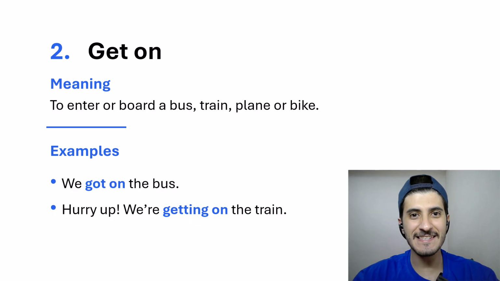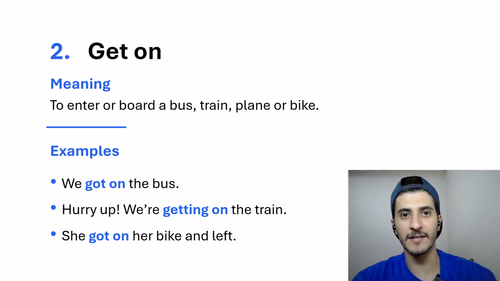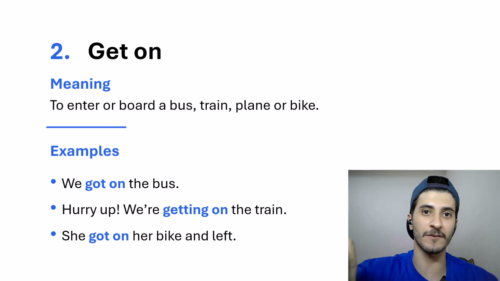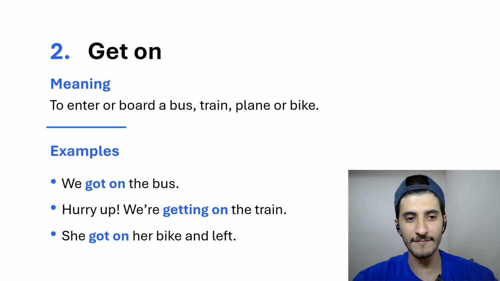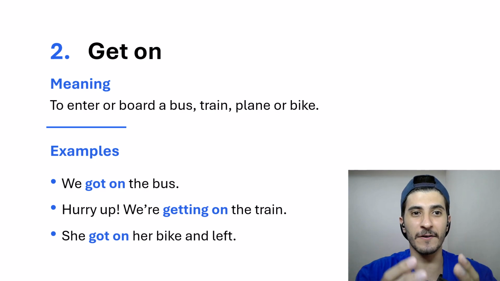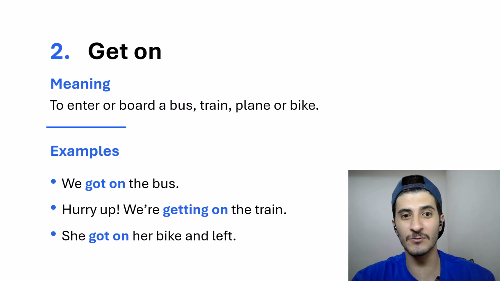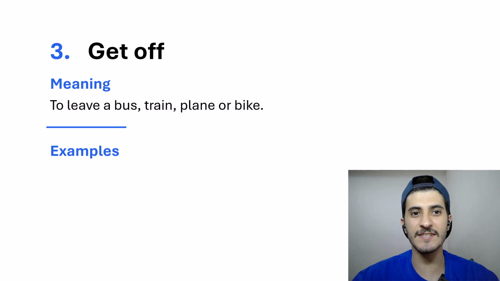And that's pretty easy. And the last example for this phrasal verb is she got on her bike and left. She got on, meaning she sat on her bike and got ready to cycle. So that was the second phrasal verb. As you can see, it's so easy to use them when you learn the pattern of putting words in the structure. So the third phrasal verb, which is used so commonly in English, is get off.